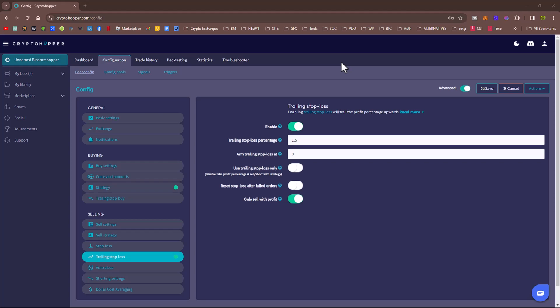Today I wanted to do a short trailing stop loss tutorial. Should you use it or not? We're going to be looking at the pros and cons of trailing stop loss. There's a lot of benefit in using trailing stop loss, but only one negative in my experience.